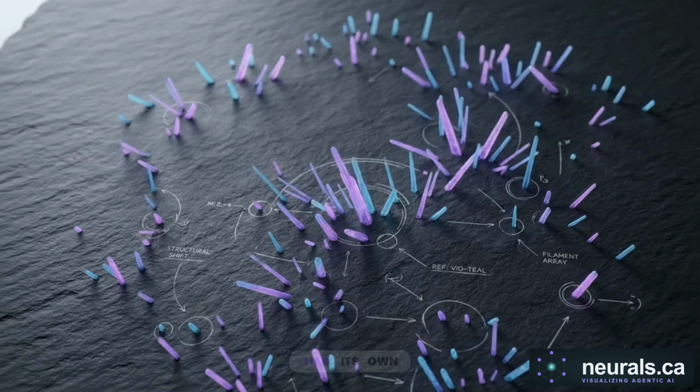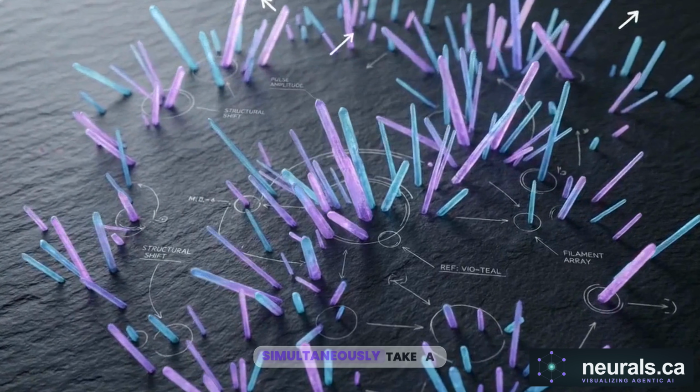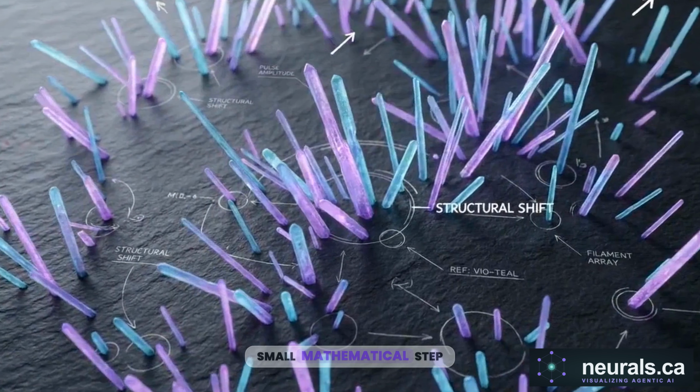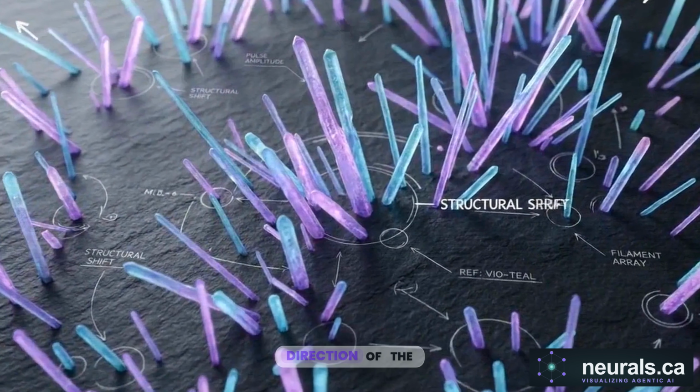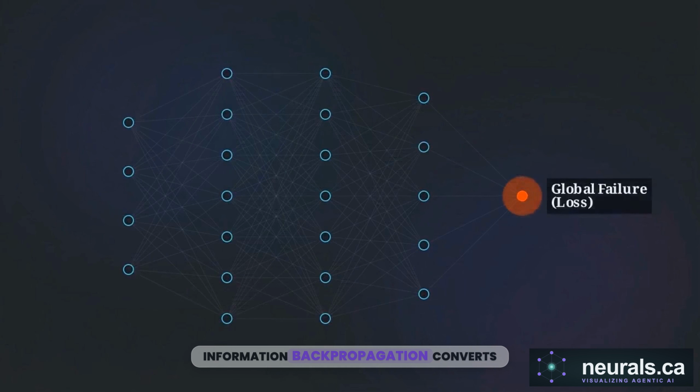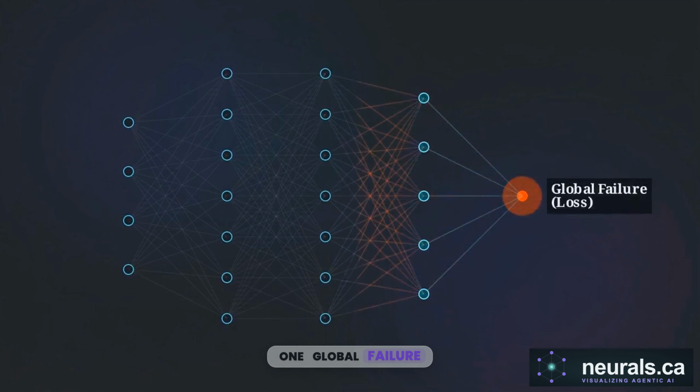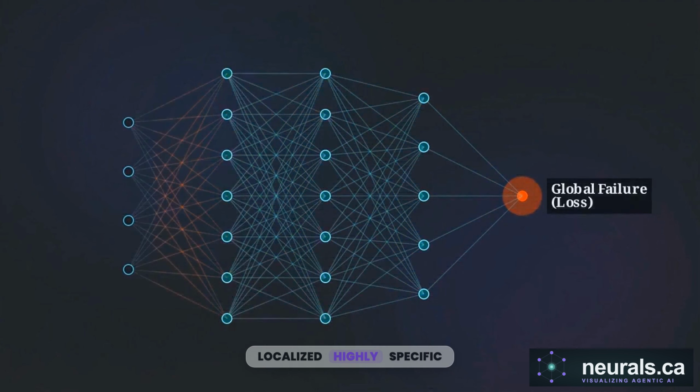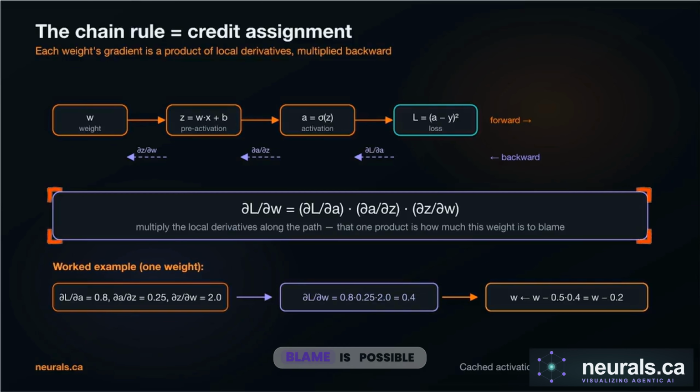Once every weight has its own gradient, they all simultaneously take a small mathematical step in the opposite direction of the error. By reversing the flow of information, backpropagation converts one global failure into millions of localized, highly specific weight corrections. This precise isolation of blame is possible because of the chain rule of calculus.